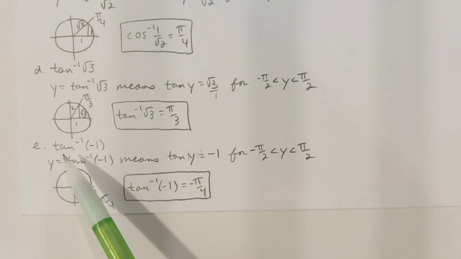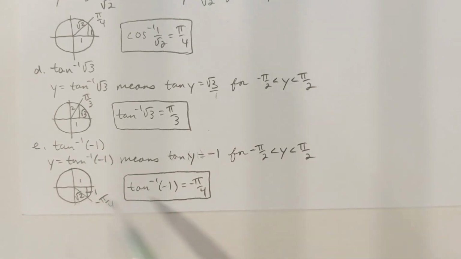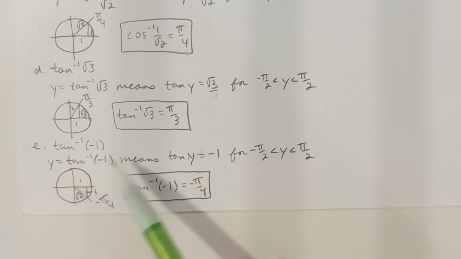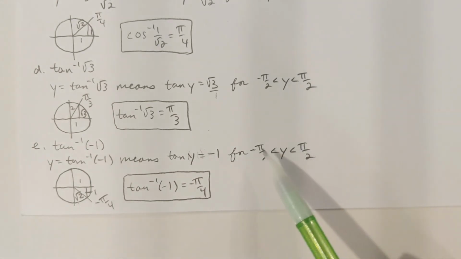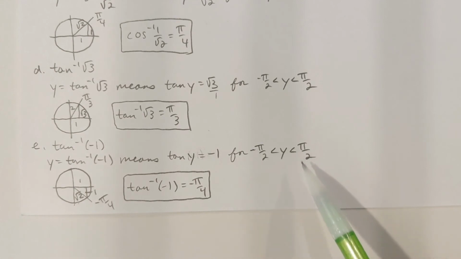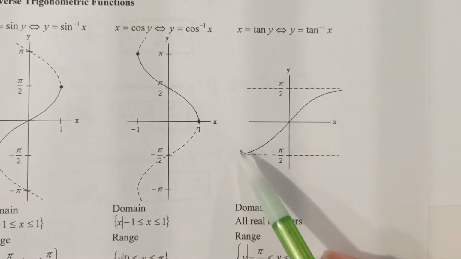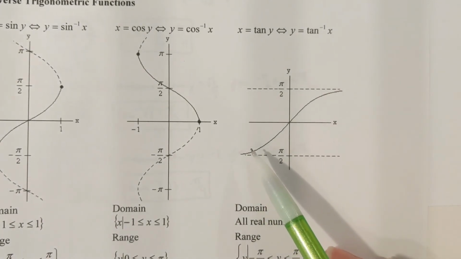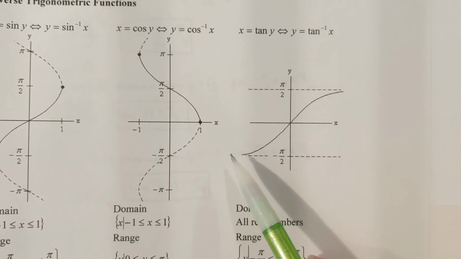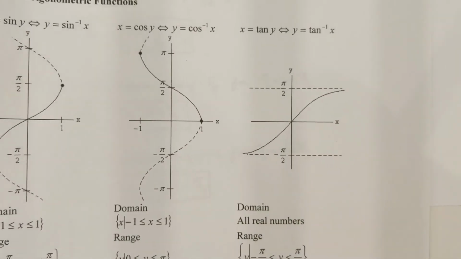Let's look at part E. Tangent inverse of negative 1. We'll call that y. y equals tangent inverse of negative 1 means that tangent of y is negative 1. And the range of the tangent inverse curve is for y values between negative pi over 2 and pi over 2. And of course I can see that from the picture, right? On this graph I've got two horizontal asymptotes and the curve is between those two boundaries. Of course they're boundaries, so the curve is going to be approaching those boundaries, but it'll never get there.